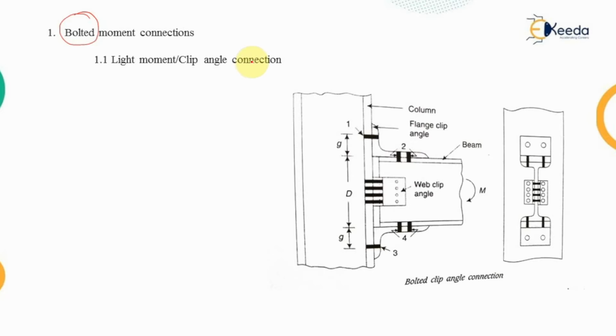Whenever welding is provided between the two, the type of connection will be known as the welded connection. Now, based upon the amount of end moment that is transferred from the beam to the column, they are further classified into two categories.